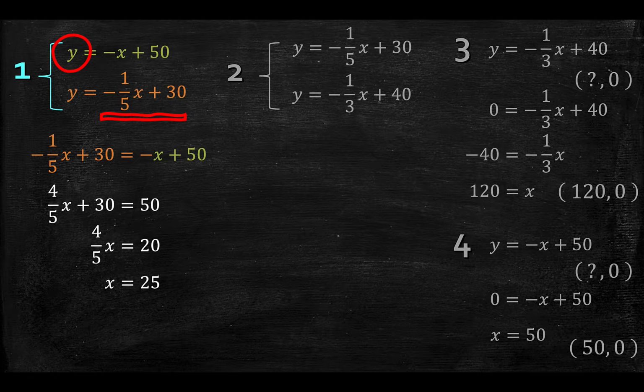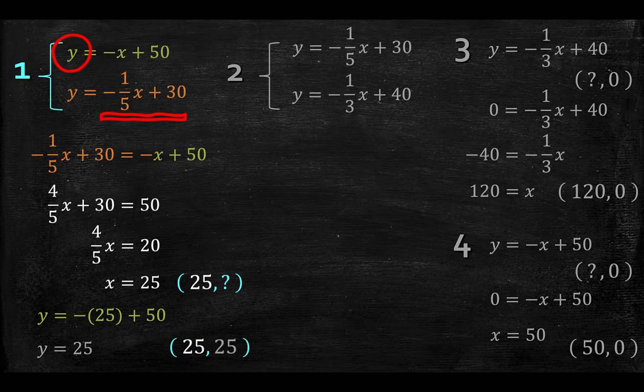At this point, I know that the ordered pair is going to be 25 comma something, and I could choose either of those original equations in green or orange to plug into. I'll choose green just because it doesn't have a fraction. If I plug in 25, I get y is 25, and that makes my point 25 comma 25.